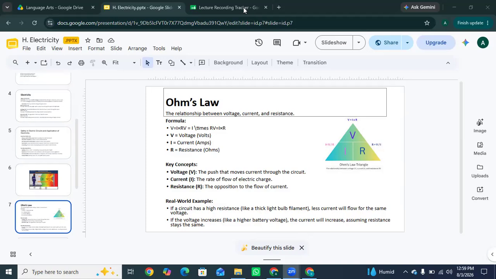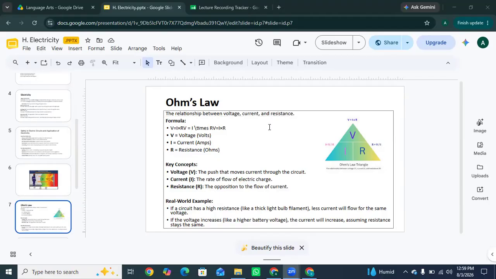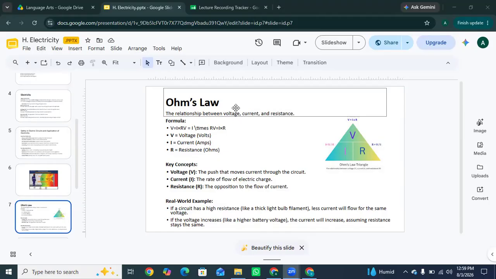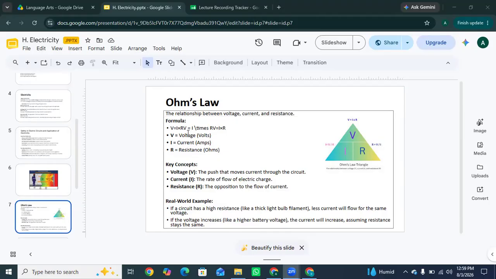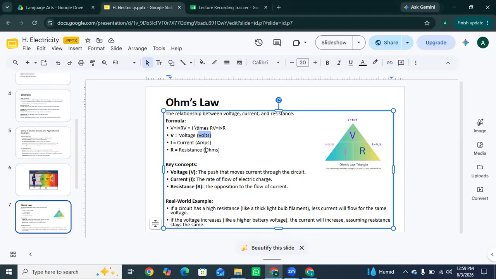So the next one is Ohm's law. It explains the relationship between voltage, current, and resistance. The formula is V equals I times R, where V is voltage, I is current, and R is resistance. Volts, amperes, and ohms are the units of these. So Ohm's law explains the relationship between voltage, current, and resistance.